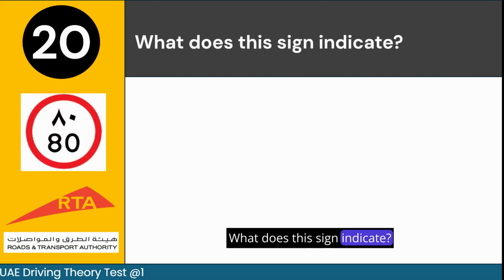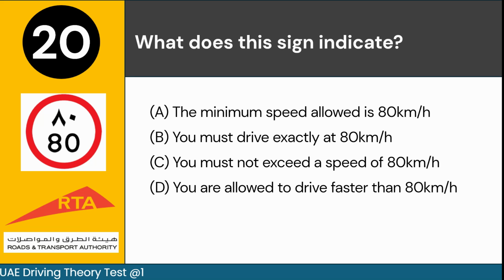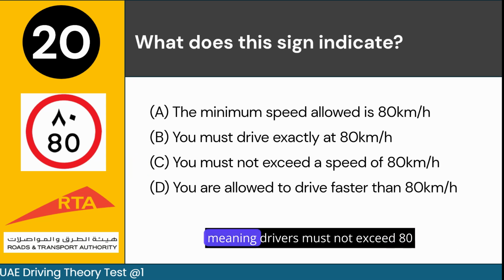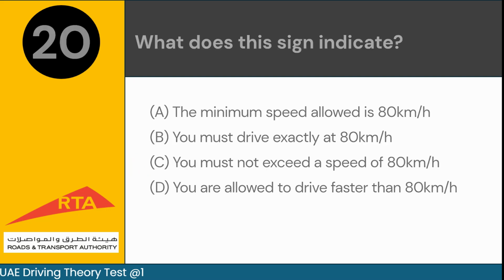What does this sign indicate? A. The minimum speed allowed is 80 km per hour. B. You must drive exactly at 80 km per hour. C. You must not exceed a speed of 80 km per hour. D. You are allowed to drive faster than 80 km per hour. Answer: C. This sign sets the maximum speed limit for vehicles, meaning drivers must not exceed 80 km per hour for safety and compliance with road regulations.